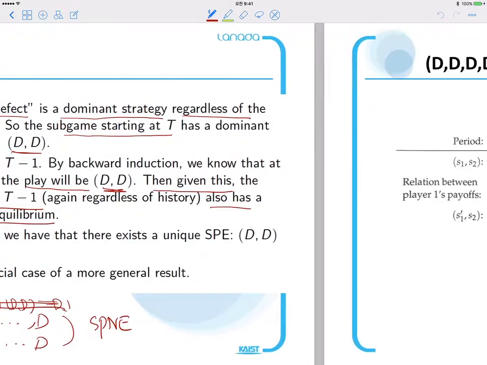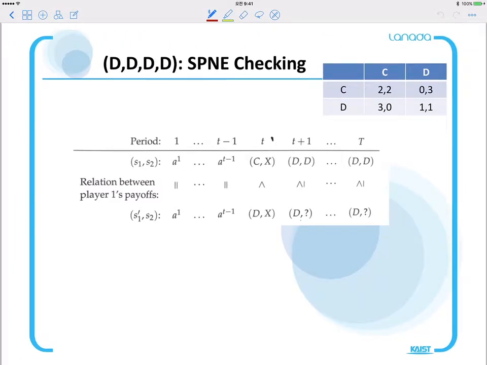I'm running the backward induction. Okay. In order to check more seriously, let's look at (D, D) and T rounds, T stages. Let's look at this. Suppose that we are looking at the subgame of this.